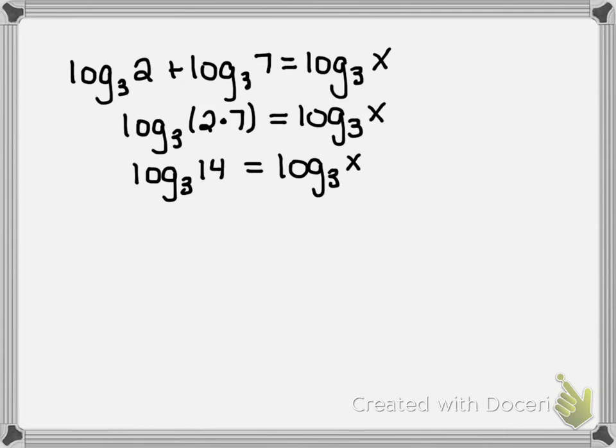And now the fourth property on the previous page says that now that these two logs have been set equal to each other and they have equal bases, that means we can drop the logs and bases and whatever is inside of those logs is equal. And so x is equal to 14. Okay.